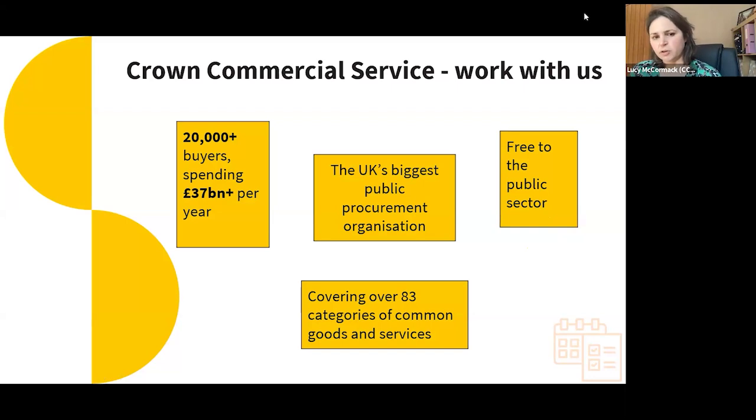We have about 100 live commercial agreements currently, with circa £37 billion transacted through them annually. And we have in the region of 20,000 different buyers calling off from our agreements. I thought I'd just give you a bit of a flavour or a sense of how SMEs work with us and the number of SMEs that we are currently working with. So SMEs now account for 76% of suppliers on CCS's commercial agreements.